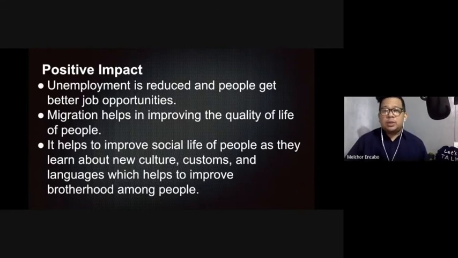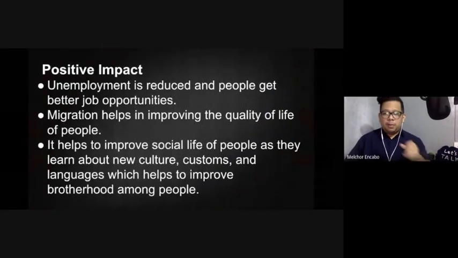You've seen this no sa kondisyon ng pamilya ninyo. Kung meron kayong mga kamag-anak na nag-a-abroad, nakikita nyo naman kung paano nag-i-improve ang kanilang pamumuhay at ang inyong pamumuhay din kung ang mga magulang nyo ay nag-abroad. Pero, pang matagalan ba ito? Siyempre, depende yan sa management ng kanyang kinikita. Pero definitely, ang laking improvement nun sa pamumuhay natin. It also helps improve the social life of people as they learn about new culture, customs, and languages which help to improve brotherhood among people.